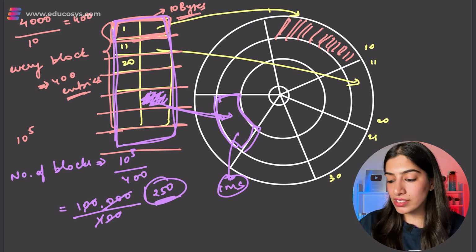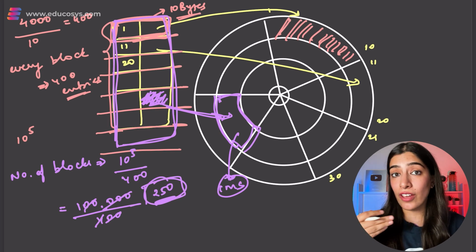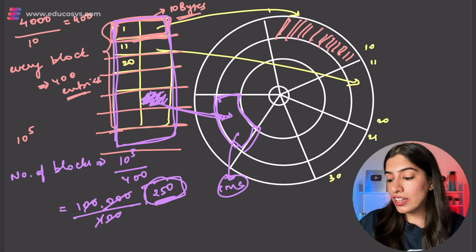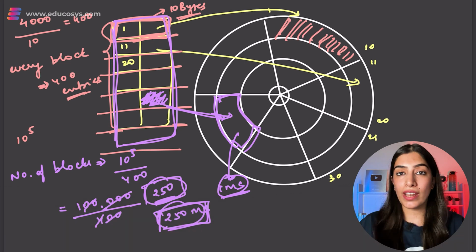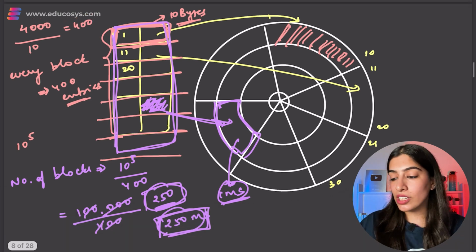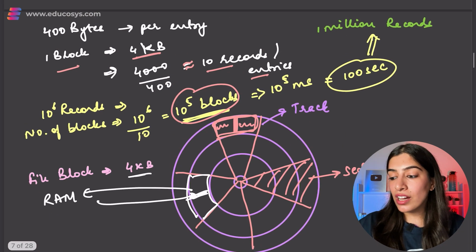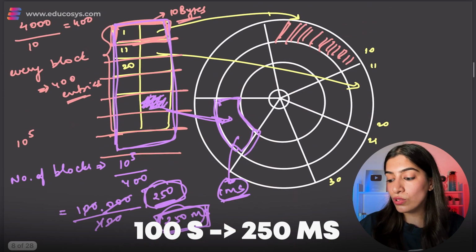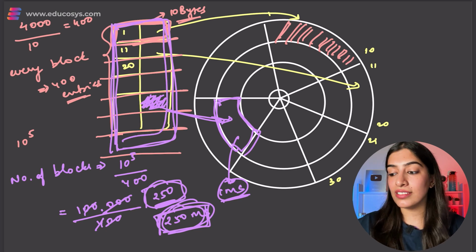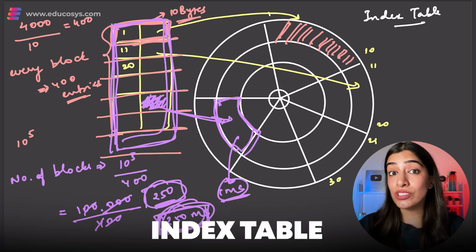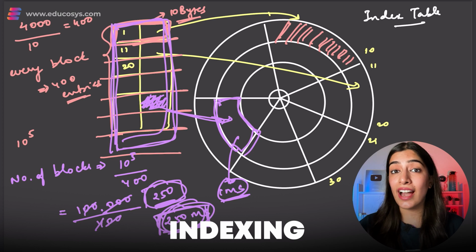So how much time will this take? 250 blocks, right? And every block takes 1 millisecond roughly. So that means 250 milliseconds plus 1 millisecond. But roughly we can say that we are going to take 250 milliseconds to find something in 1 million records. So we have optimized from 100 seconds to 250 milliseconds, which is huge. How did we do that? By adding this one table. This table is called an index table, and you just understood what indexing is and how it works.